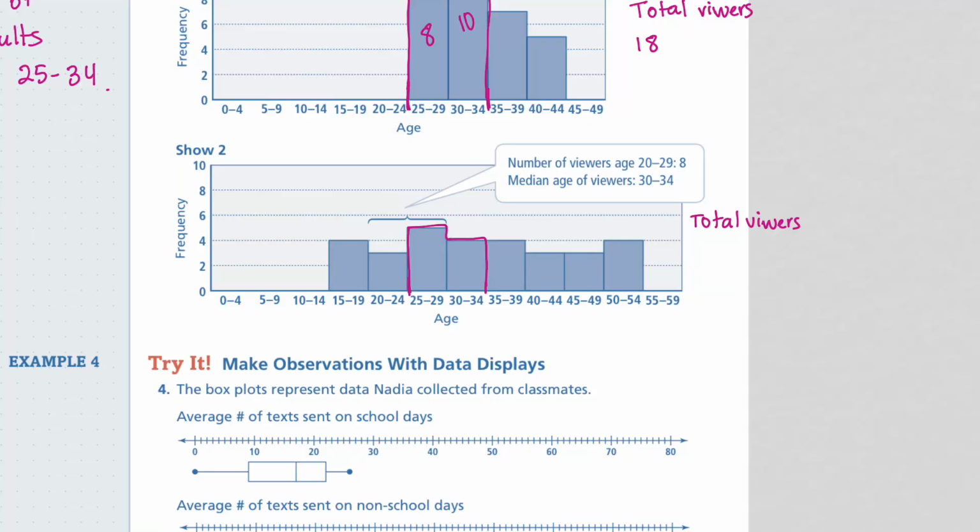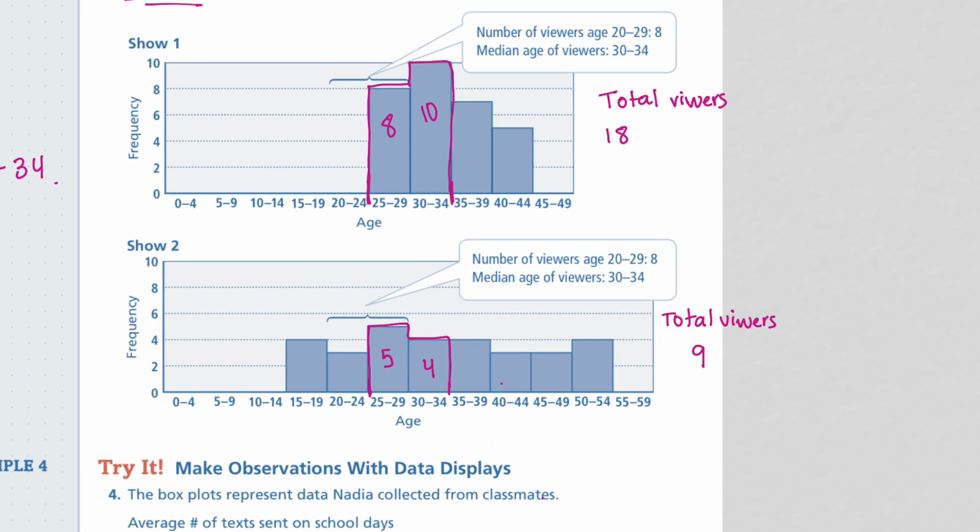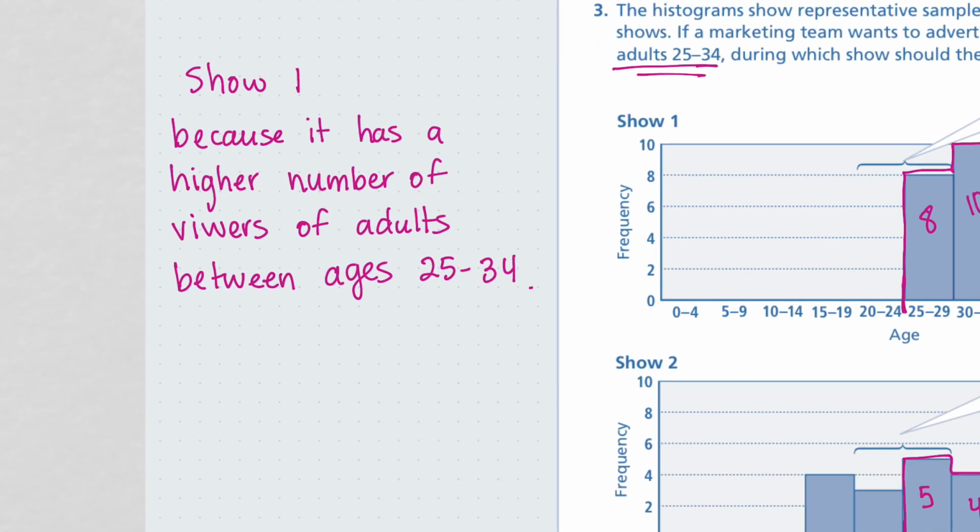Now for show 2, viewers between the ages of 25 and 29 is 5. And between the ages of 30 and 34 is 4. That means the total number of viewers within this age range is 9. Now, if they want to advertise something for this specific population, they should go with show 1, because show 1 has a higher number of viewers of adults between the ages of 25 to 34.